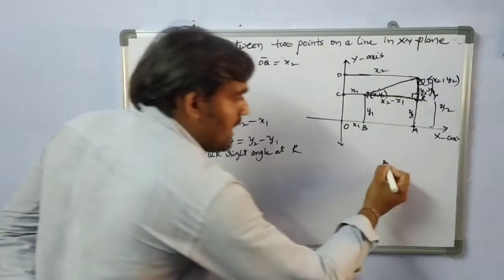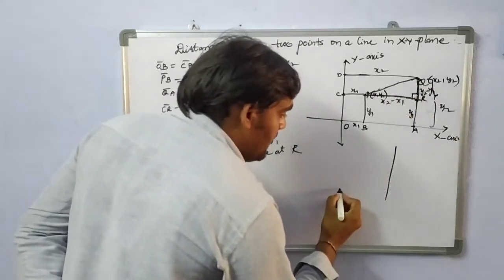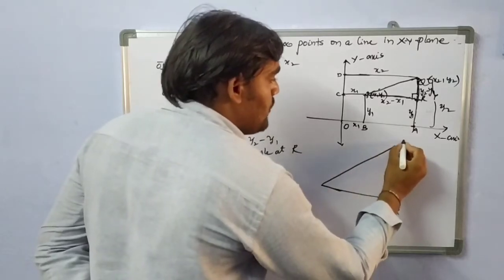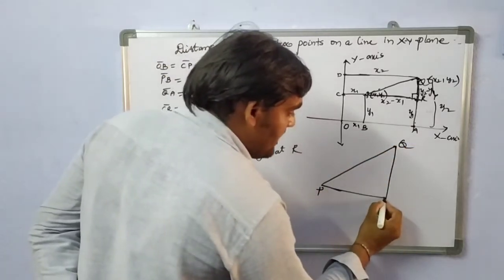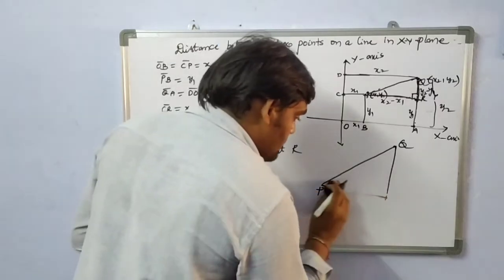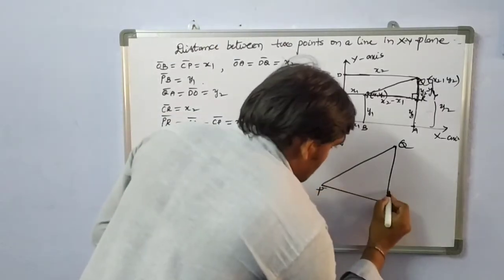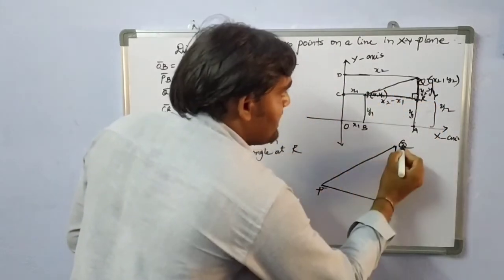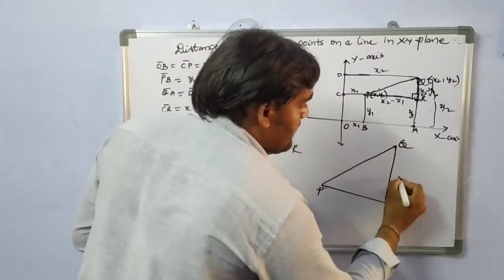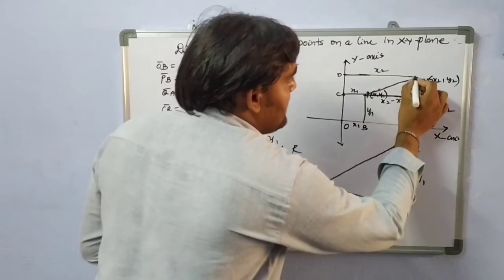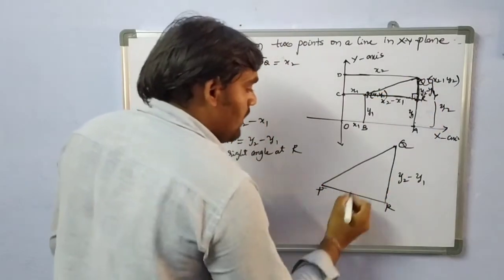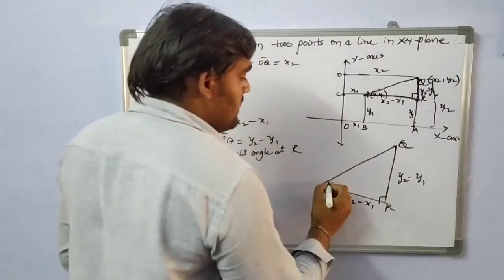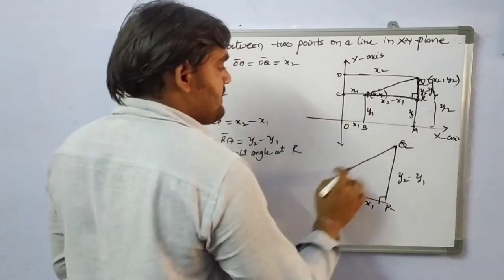See here, if you consider this figure, right angle triangle, here I am considering this is Q, this is P, and here I am drawing this triangle. This is P, this is Q, this is R. From here to here is y2 minus y1. Only this triangle I have drawn here. At the time, this value is x2 minus x1. Here 90 degrees. Here is theta. We need to find distance from P to Q.